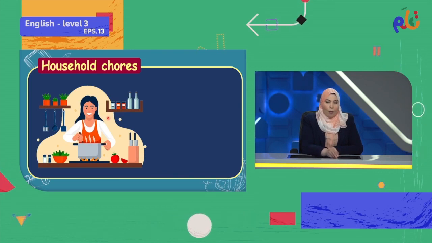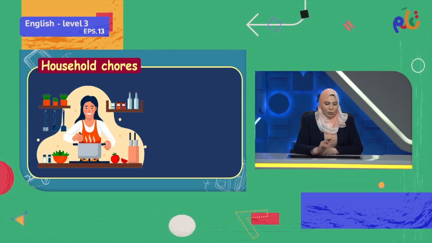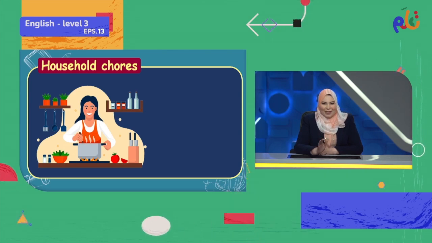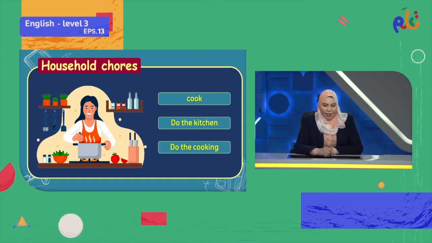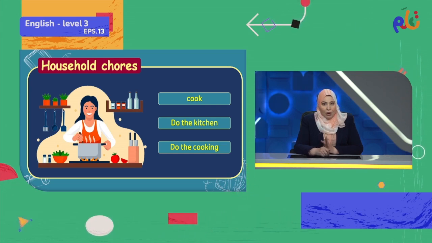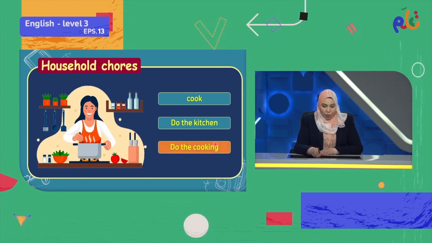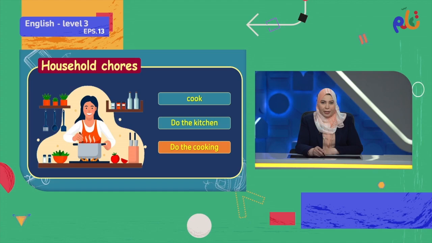And here we have mom, and she's in the kitchen. What do you think the chore is without looking at the options? Yes, so let's look at the options. We have cook, we have do the kitchen, and do the cooking. So here, the main choice is do the cooking. And we can also say cook. Cook works as well.